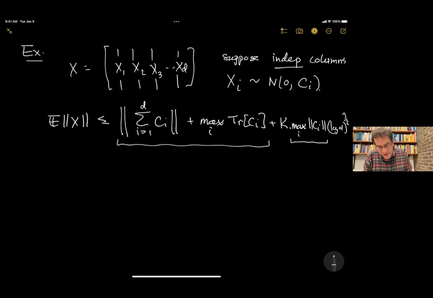But as soon as the covariance matrices of the columns have rank larger than something like log of the dimension, that's already enough to have this leading order behavior dominate and have the second order term be negligible. And in this particular case, there is also this term over here, which can also be much, much larger than the maximum of the norms, right? Because this behaves like the sum and this behaves like the maximum. So, of course, we have to eliminate diagonal matrices.